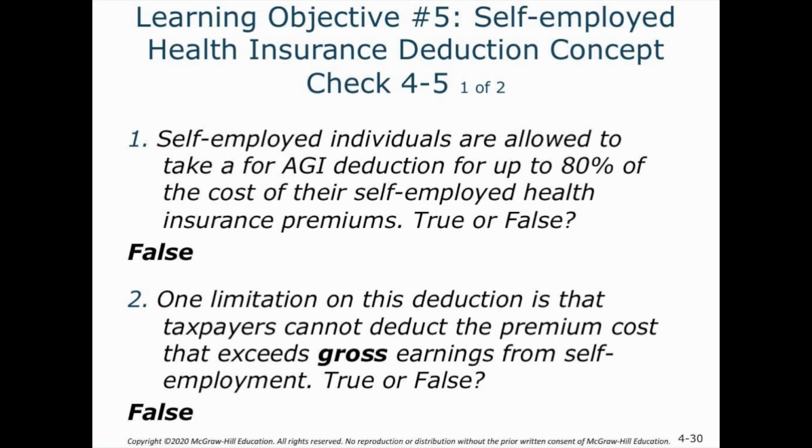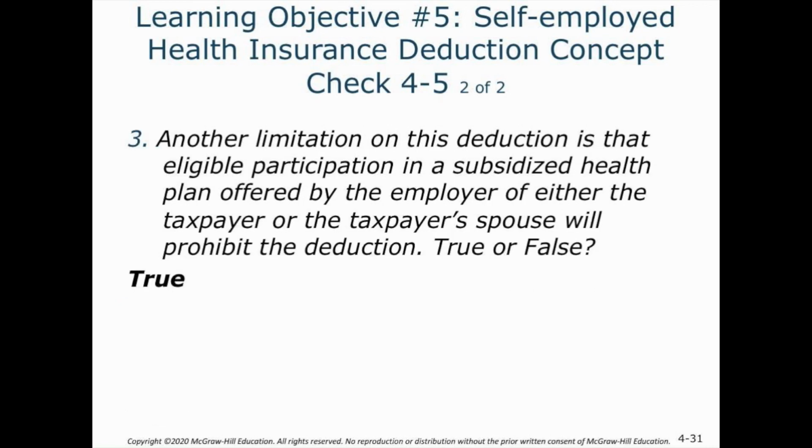Concept check 2. One limitation on this deduction is the taxpayers cannot deduct the premium cost that exceeds gross earnings from self-employment. That is going to be false as well. You cannot deduct the premium costs that exceed net earnings from self-employment. And our third concept check here, another limitation on this deduction is that eligible participants in a subsidized health plan offered by the employer of either the taxpayer or the taxpayer's spouse will prohibit the deduction, and that is true.